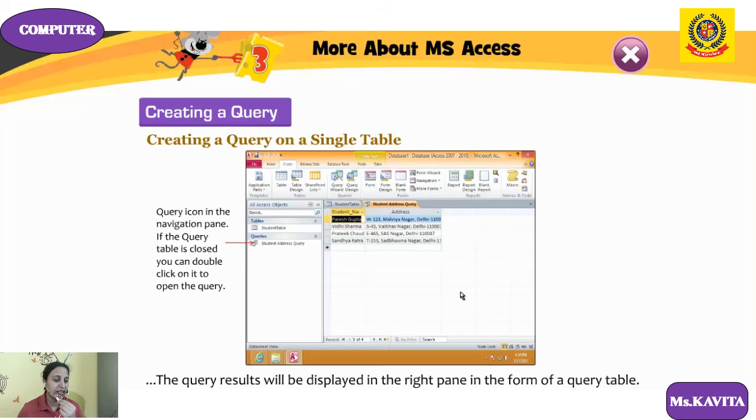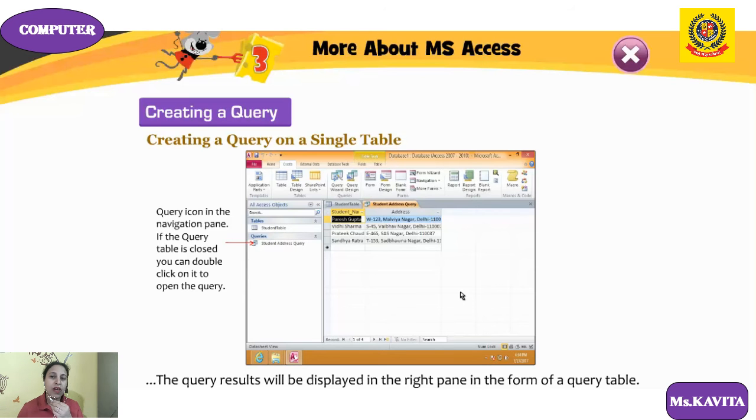You will see the query icon in the navigation pane. If the query table is closed, you can double-click to open the query. Suppose it is closed, you can double-click to open the query. You can see the query.